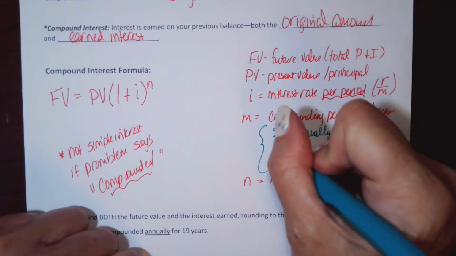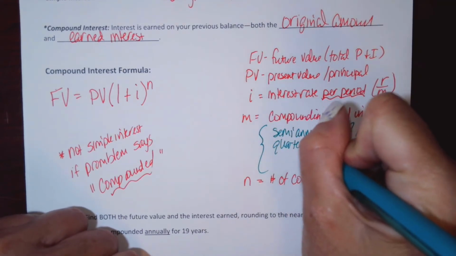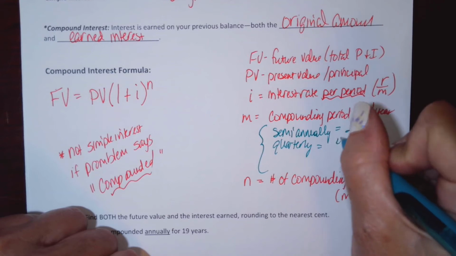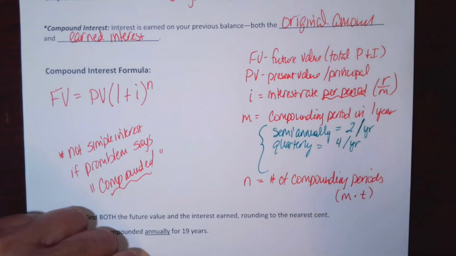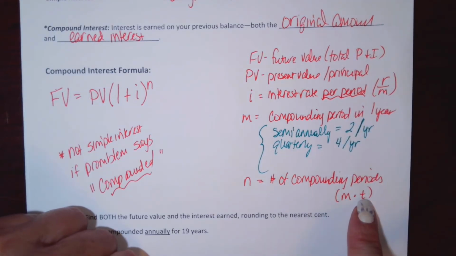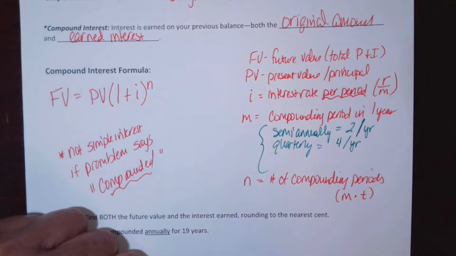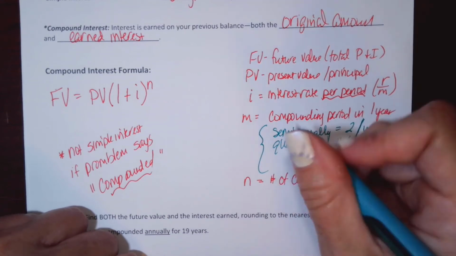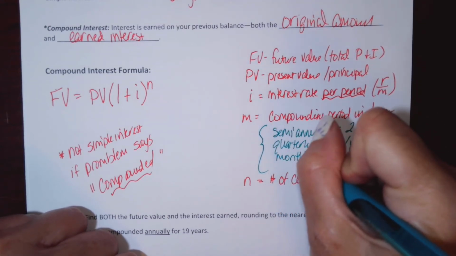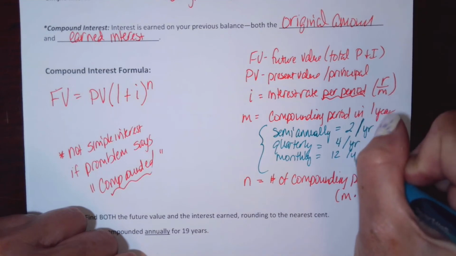Another one you're going to see will be quarterly. Well, how many quarters are there in a dollar? There's 4. There's also 4 quarters in a year. So again, if t is 5 years of investment, 5 times 4 would give us an exponent there of 20. Monthly, if it's compounded monthly, it's 12 times per year.